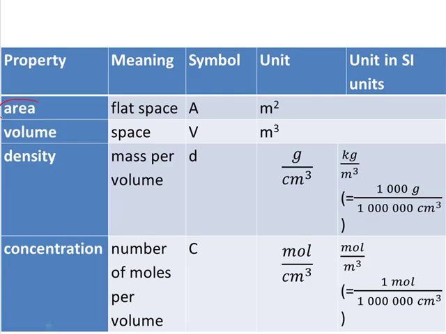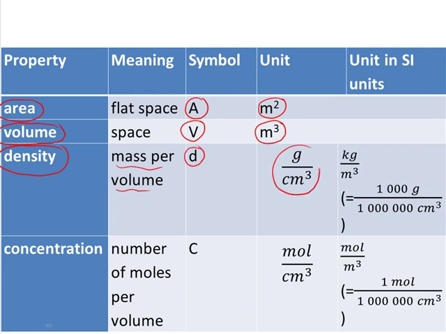Quite a number of units that we use in science are derived from 2 or more SI units. Let's look at some examples. Area means flat space. Its symbol is capital A, and its unit is meters squared. Volume is 3-dimensional space, capital V, meters cubed. Density means mass per volume. Its symbol is D. It's measured in the unit grams per centimeter cubed. Now those aren't using SI units. In SI units, that would be kilograms divided by meters cubed, which is 1,000 grams divided by 1,000,000 centimeters cubed.